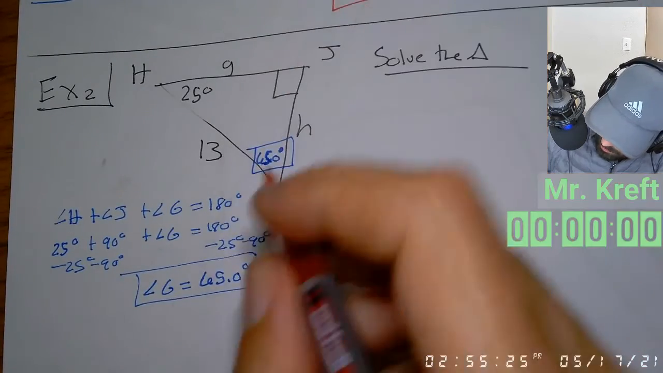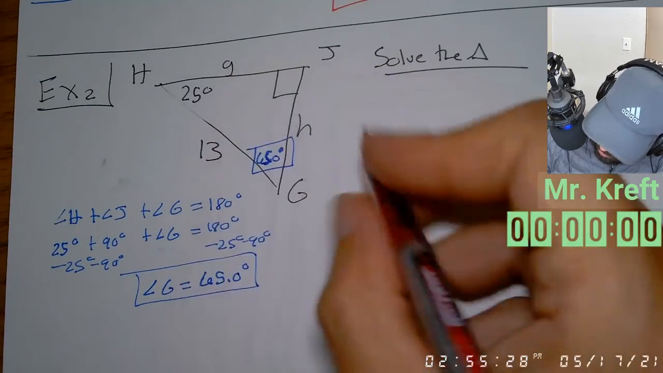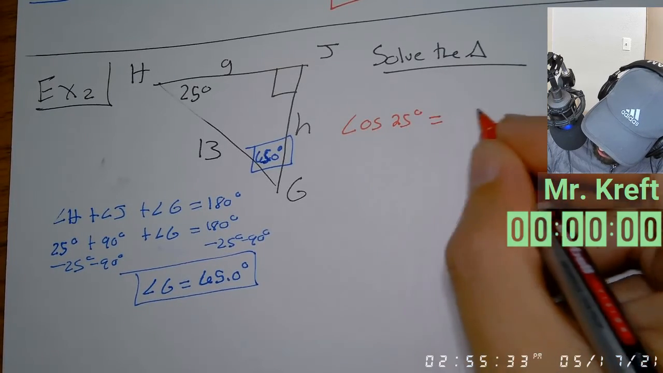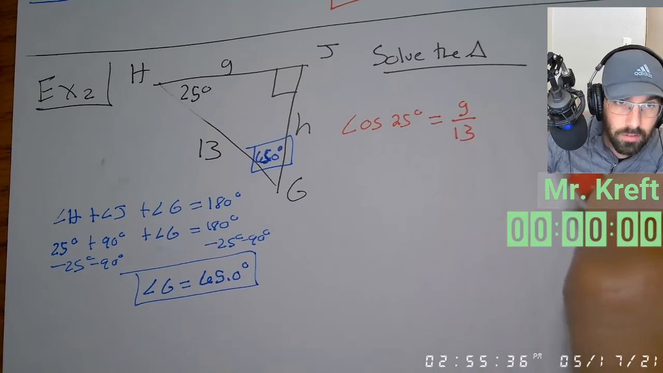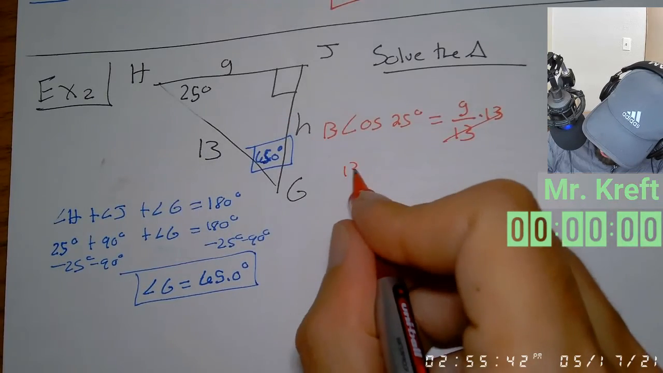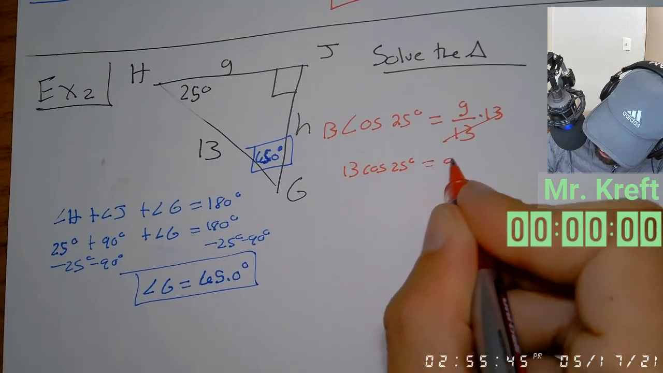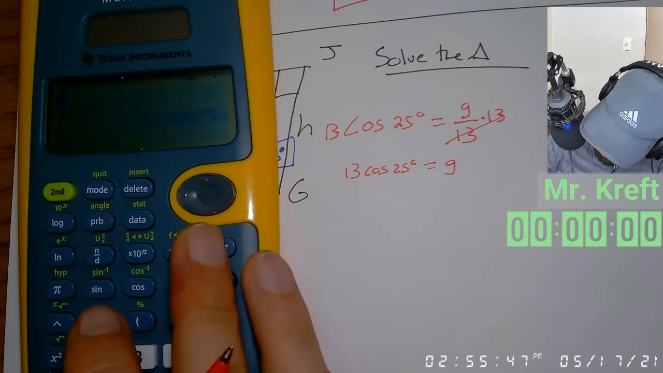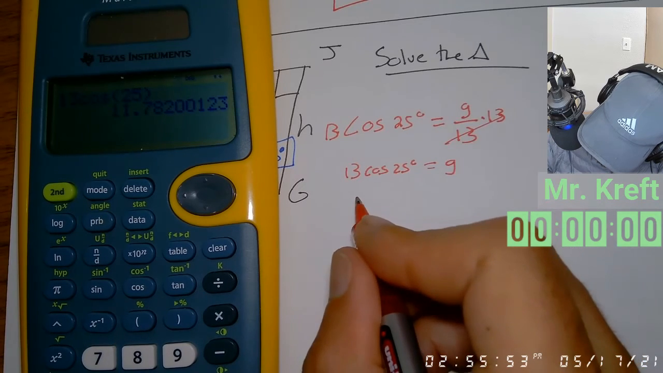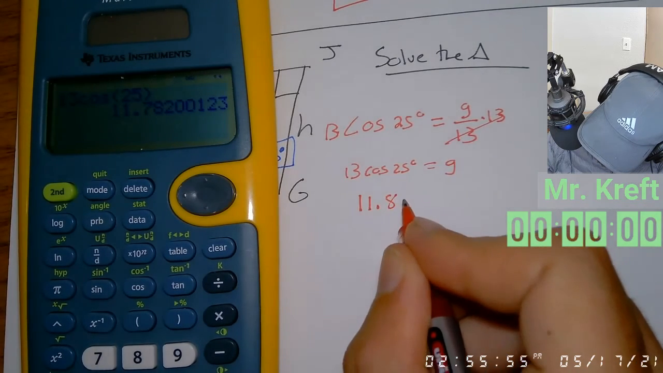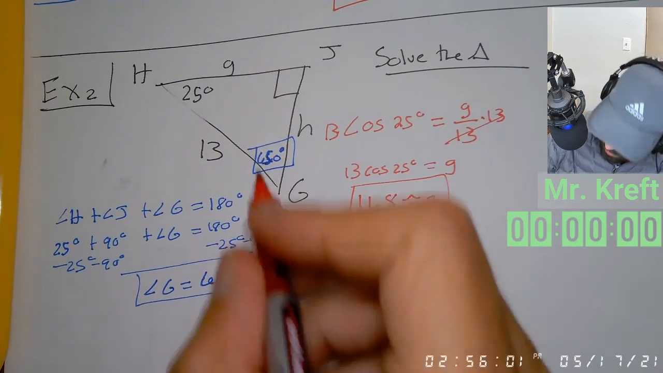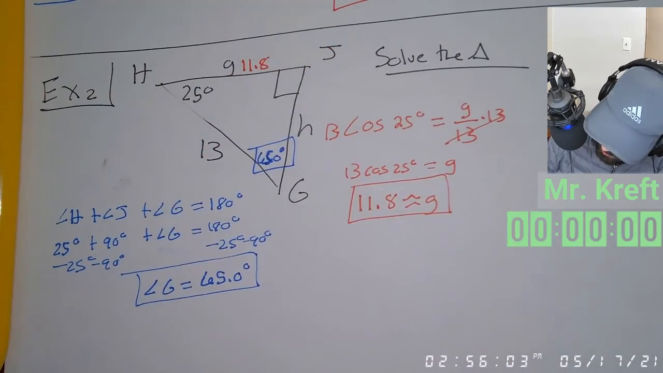Okay. To get the other sides, for G, I might do cosine. So I might do cosine of 25 degrees equals G over 13. I multiply by 13. I get 13 cosine of 25 degrees equals G. If I type that into a calculator, I get approximately 11.8, right? And it's a side, so I don't put degrees. Okay, so this side is 11.8.